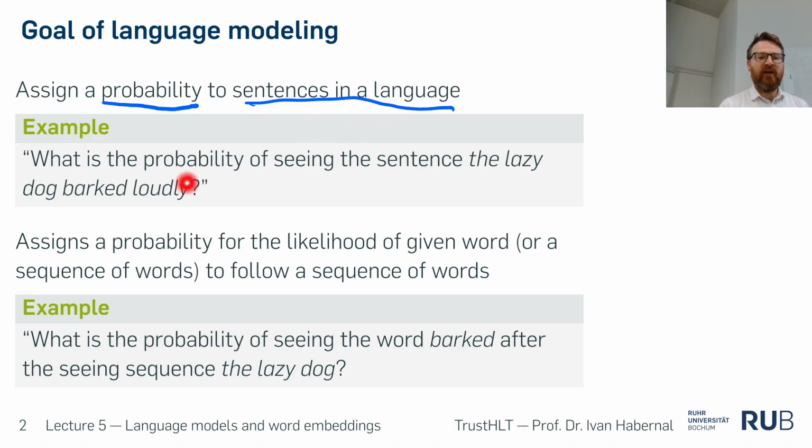And for example, we might be asking the language model to tell me, okay, what is the probability of seeing the sentence, the lazy dog bark loudly? So what do you think is the probability of the sentence in a language? I mean, it's hard to tell.